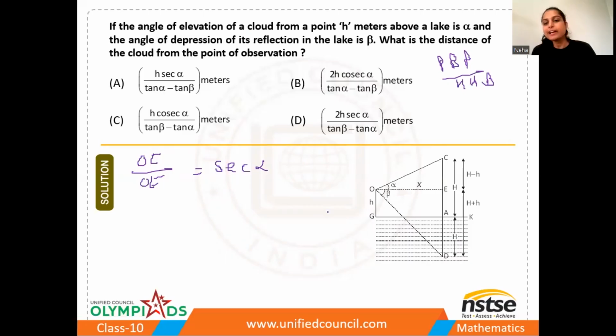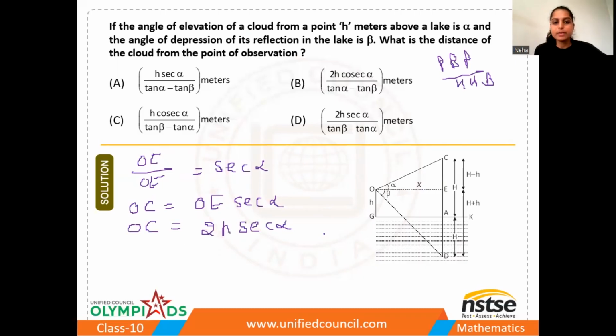Why am I taking sec alpha? Only because I need the value of OC and I have the value of OE. That's why I am taking sec alpha here. Now OC is nothing but OE sec alpha. So OC is equal to, putting the value of OE here, twice h, sec alpha remains the same, and in the denominator I have tan beta minus tan alpha, right?